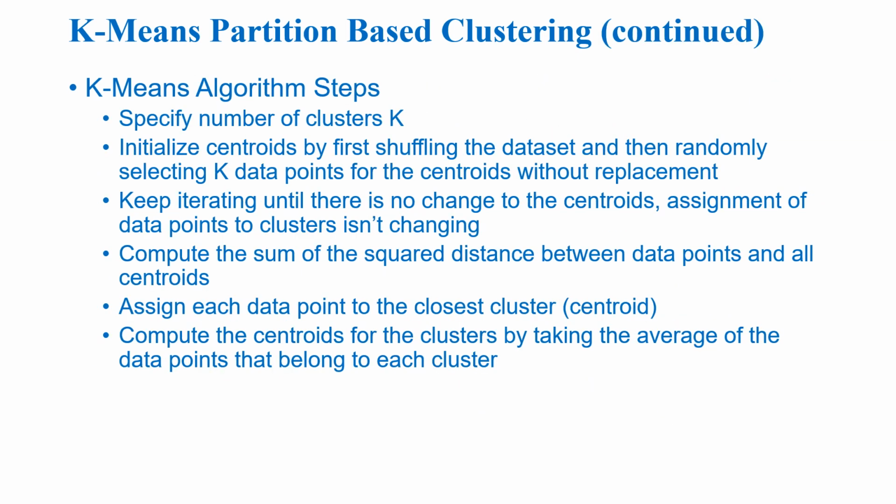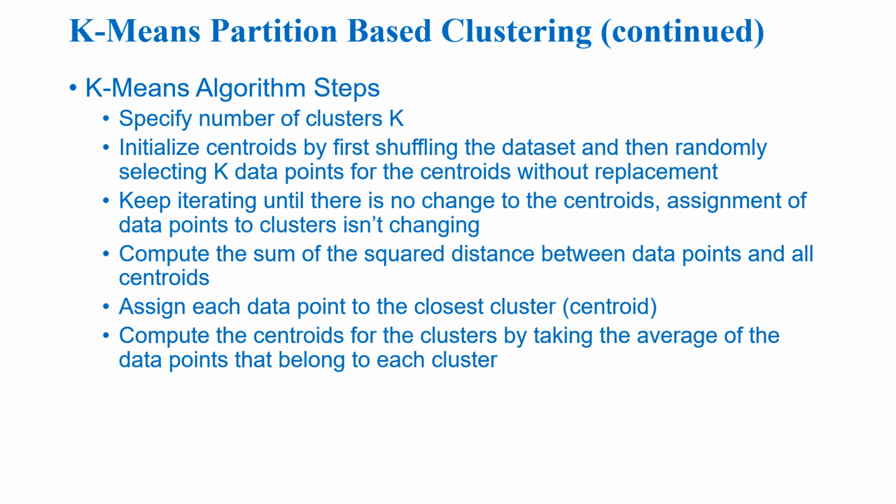Okay, the k-means algorithm steps. First, you specify the number of clusters k, and by doing that, you can definitely affect the outcome, how many clusters you pick. You initialize the centroids by first shuffling the data set and then randomly selecting k data points for the centroids without replacement. Then you keep iterating until there's no change to the centroids, that is, the assignment of the data points to the clusters isn't changing.